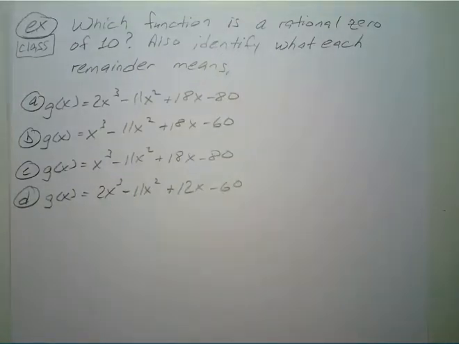All right, so what I want you to do is find out which of these functions has a rational 0 at k equals 10, and also tell me what each of those remainders will mean. All right, so go ahead and press pause and try this on your own.